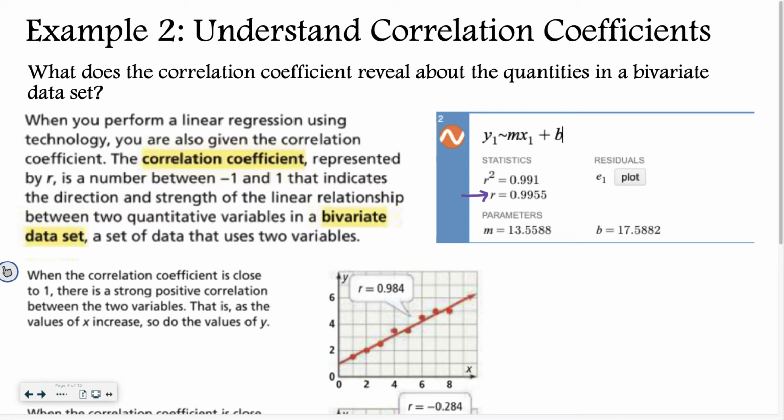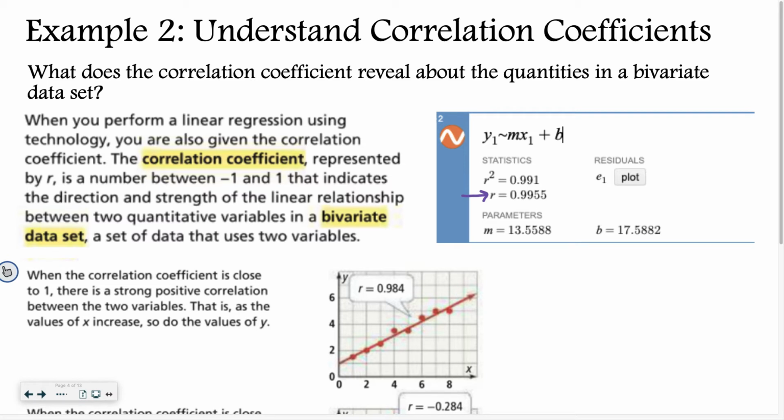And bivariate data is just a set of data that uses two variables. So all of those points that you plug in, all those points on that XY table, that's considered a bivariate data set because you had an X value and a Y value. Okay, so a big, long, kind of new name for something that you already know how to work with.